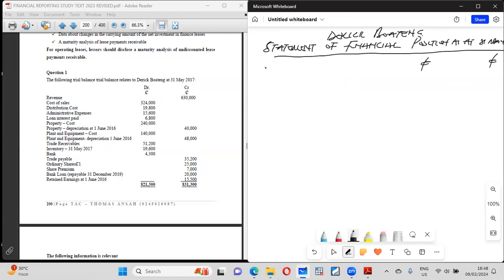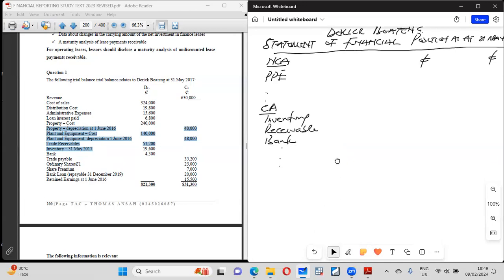From your reading, you realize that you have your NCA, and in the NCA there is PPE. Then you leave like 2-3 spaces, because apart from the PPE you didn't see anything, but something might come up. Then come to your CA. You have inventory, receivables, then bank. Then you leave like 2-3 spaces down.